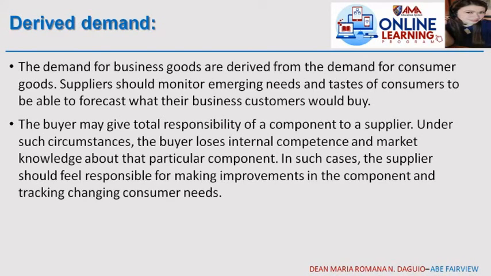Derived demand. The demand for business goods is derived from the demand for consumer goods. Suppliers should monitor emerging needs and tastes of consumers to be able to forecast what their business customers would buy. The buyer may give total responsibility of a component to a supplier. Under such circumstances, the buyer loses internal competence and market knowledge about that particular component. In such cases, the supplier should feel responsible for making improvements in the component and tracking changing consumer needs.